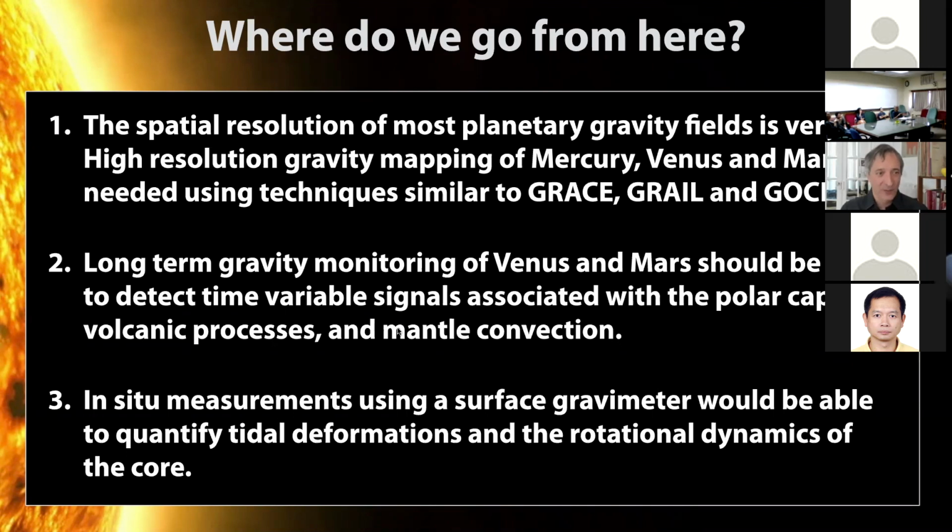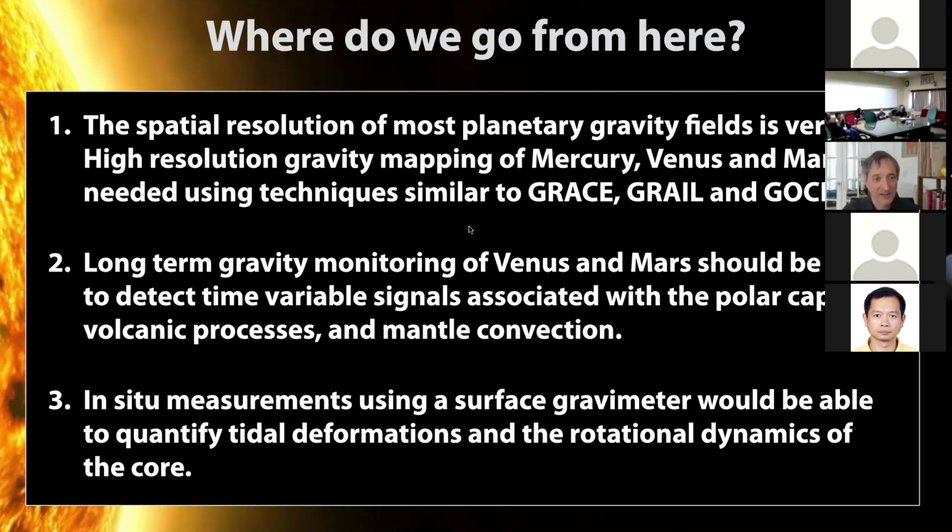I think there are a couple of things you should keep in mind. The first is that the spatial resolution of most planetary gravity fields is very poor, in particular for Venus and Mars. So what we need to do is send missions like GRACE, GRAIL, or GOCE to these other planets like Mercury, Venus, and Mars.